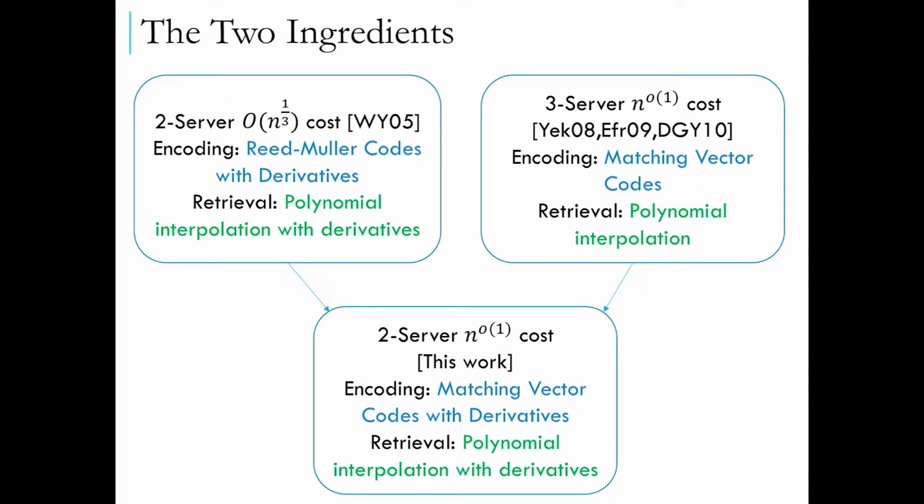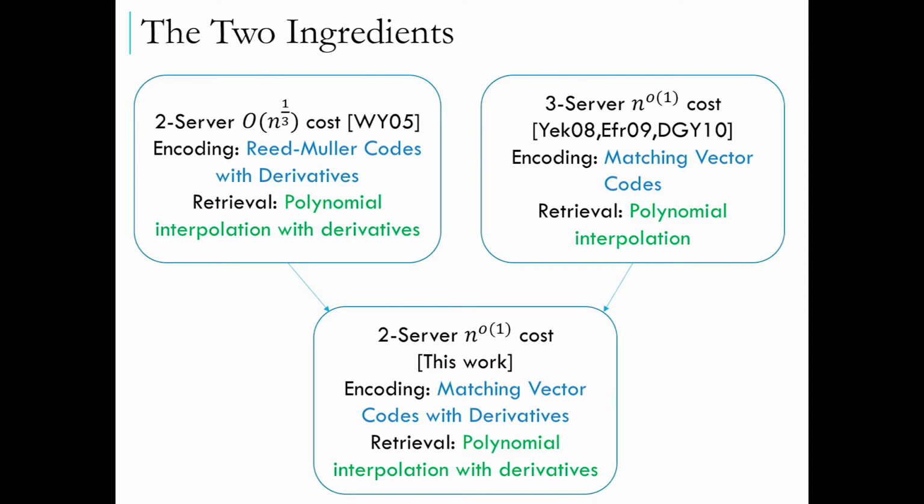And the 3-server n to the little o(1) cost protocol of Yekhanin and Efremenko works by encoding the database using these codes called matching vector codes. I'll try to describe what these things are. And the retrieval works by polynomial interpolation. So at a very high level, what we do is basically combine these 2 ideas, and we encode the database using matching vector codes, but we also include derivatives. You can think of these matching vector codes as some kind of polynomial codes, and you also add derivatives to them. And the retrieval works by polynomial interpolation using derivatives also.